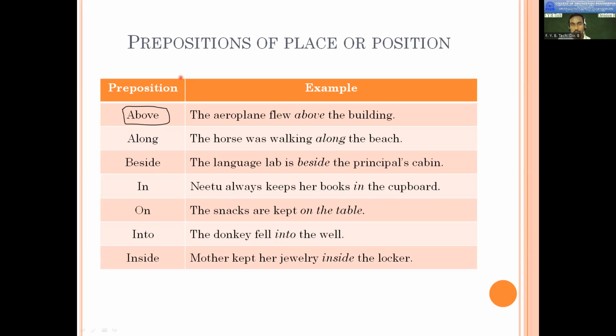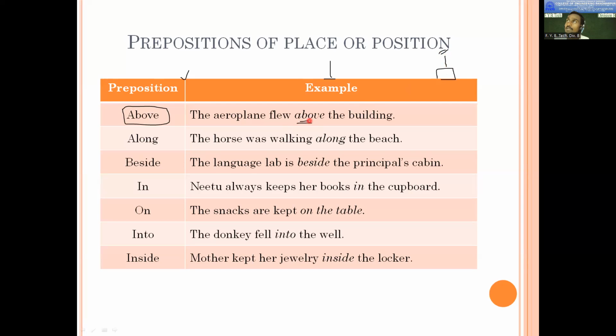I think that in the notes you are getting for unit number 1, you can get a detailed list with their Marathi meaning and examples that you can go through and try to understand. Okay, so above. When we are going to use above, what does it mean? Actually, above means over, but there is some gap or some distance between these two things. For example, the aeroplane flew above the building. Suppose this is the building and this is the aeroplane, in that case you come to know there is some distance. In such cases you are going to use above.